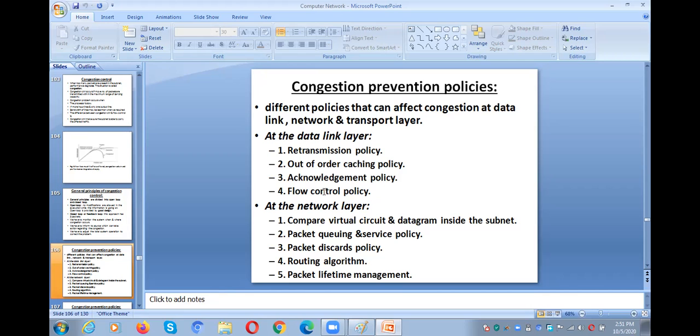And the next one is the routing algorithm. We need to choose the best routing algorithm in order to transfer the packets to the destination in a fast manner. And next, packet lifetime. How much time can a packet live in the network? It should not be too high, and it should not be too low. If it is too high, the packet stays in the network for a long time, so it creates a problem, collision. If it is too short, the packet may not reach the destination. That is the reason why it needs to be medium.